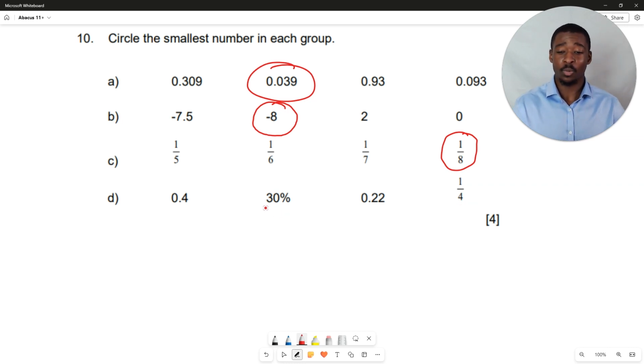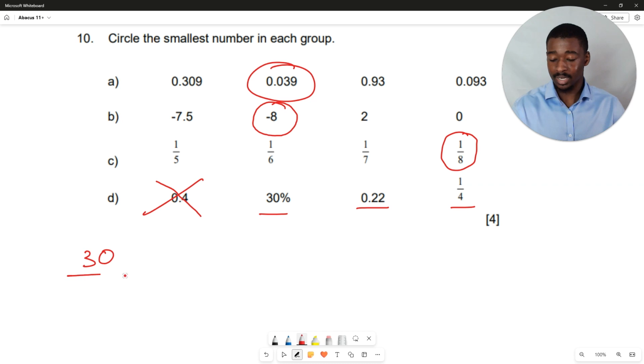So first and foremost, we can cancel out 0.4. Let's not even think about it because we already know 0.22 is smaller than 0.4. So then we have 1/4, 0.22, 30%. Let's turn these all into fractions. That's the easiest thing to convert them into. And also the easiest thing to compare. So 30% is going to be 30 over 100. 0.22 is going to be 22 over 100. And 1/4 is going to be 25 over 100, right?